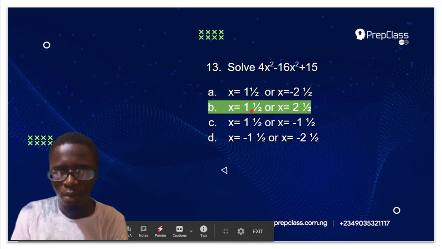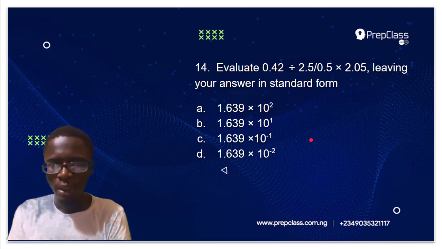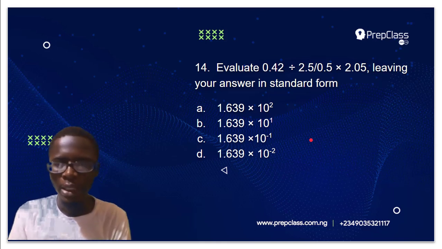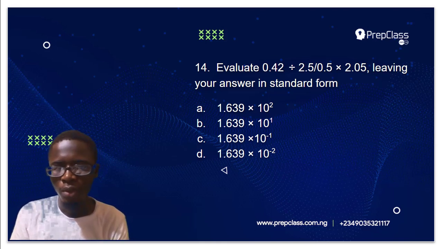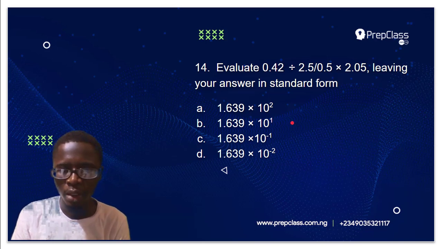So this is 3 all over 2, this is 5 all over 2. Question number 14 says evaluate 0.42 divided by 2.5, all divided by 0.5 times 2.05. A better view of this, and don't forget please, you have to make it in standard form.